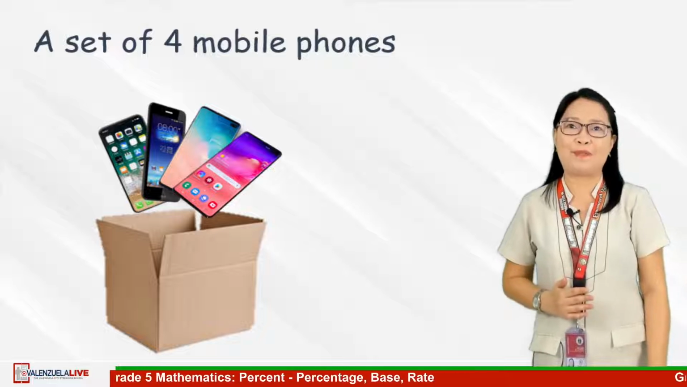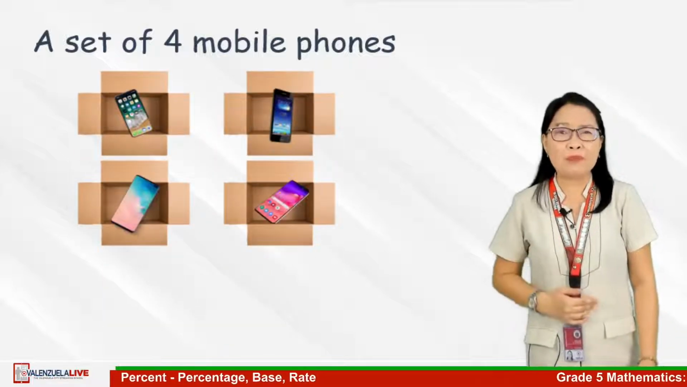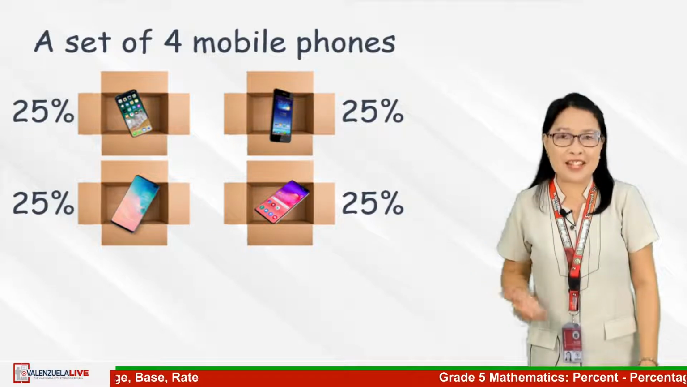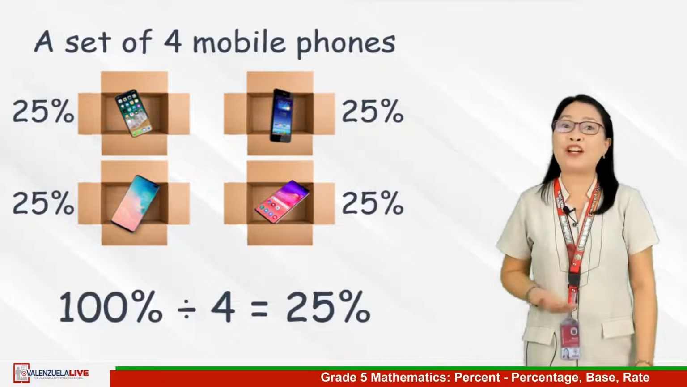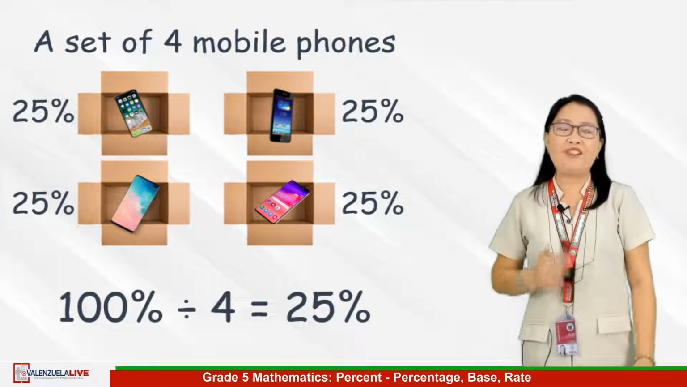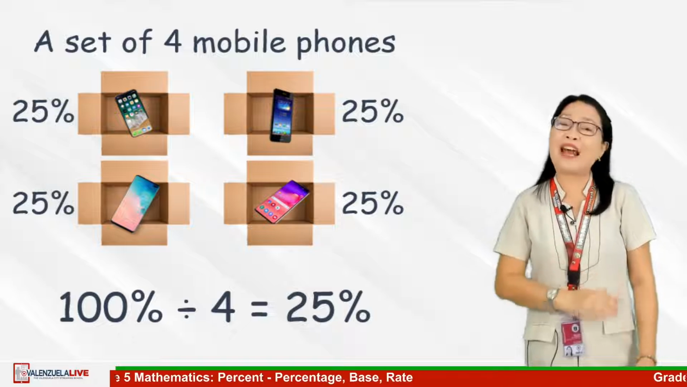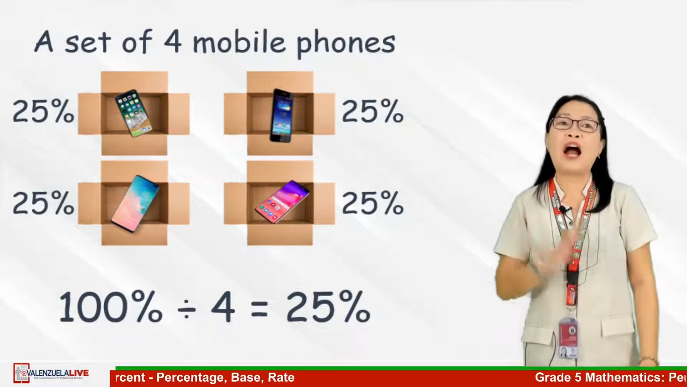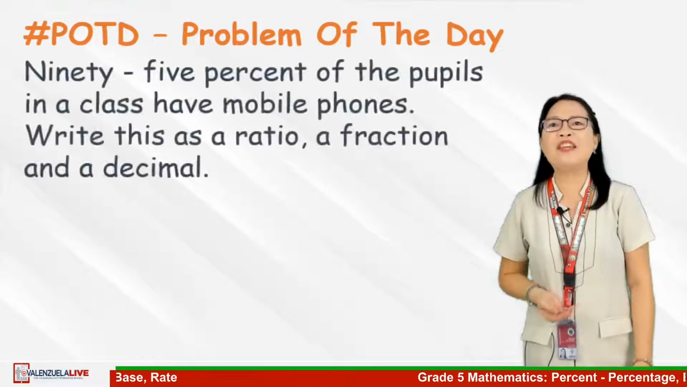Just like this example. Therefore, each mobile phone represents 25% of the set of mobile phones. So 100% divided by 4 is equivalent to 25%. So remember, a set of any number of objects is equivalent to 100% because we are referring to one whole group. Okay, now let's read this one.